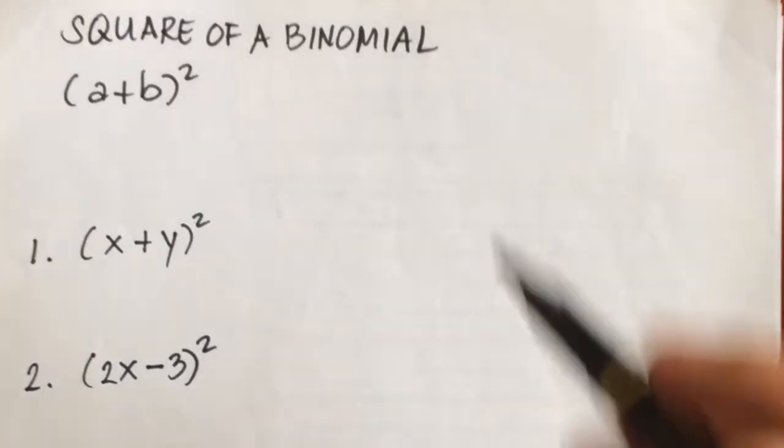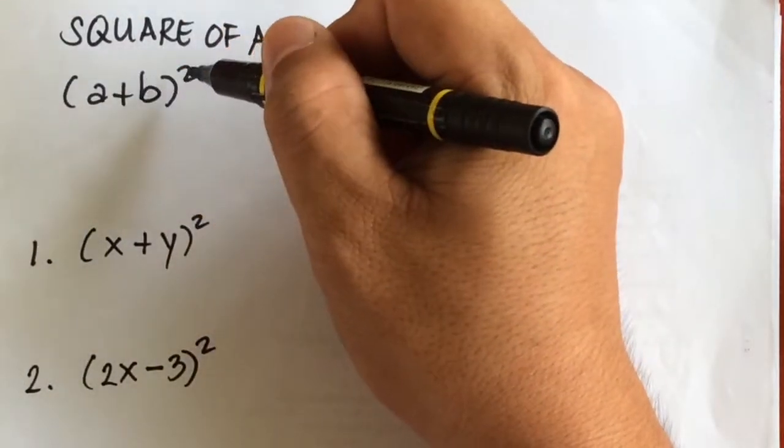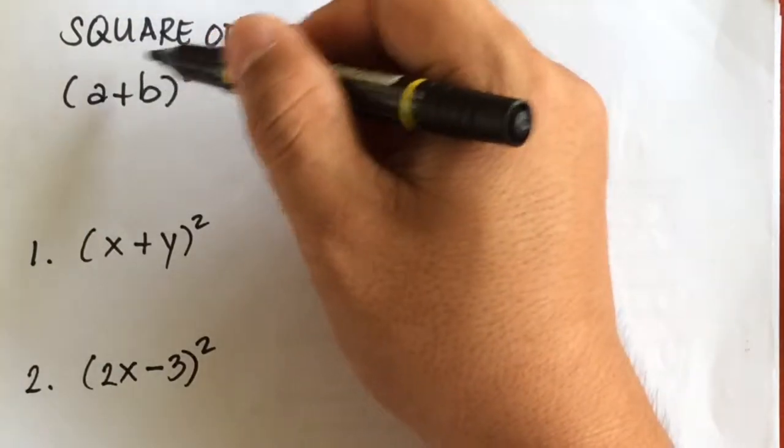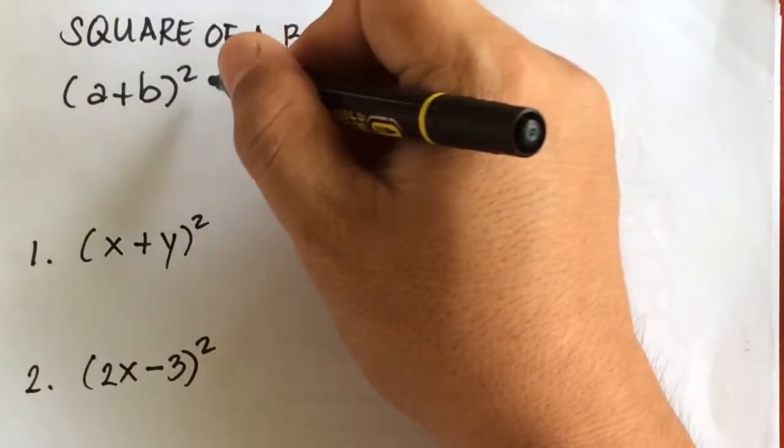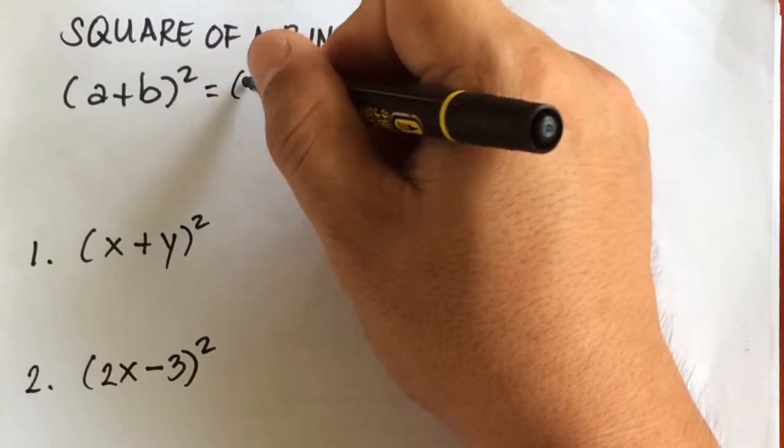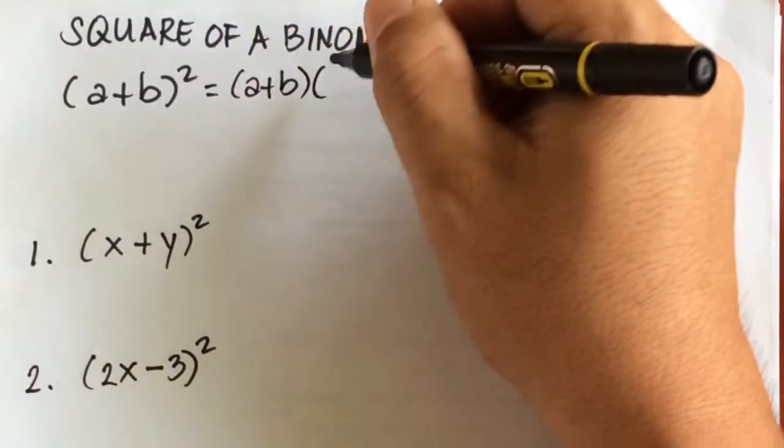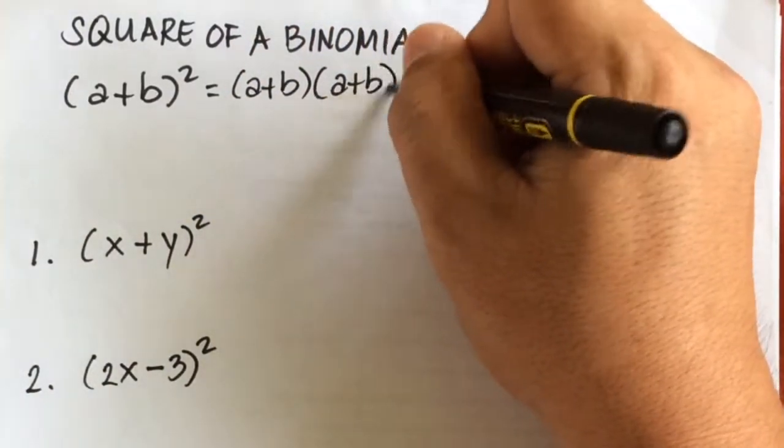Hi guys, in this video I'm going to discuss the square of a binomial. So I have here (a + b) squared, or the quantity of a plus b, squared. This is a binomial being squared. So this is just the same as saying (a + b) times (a + b).